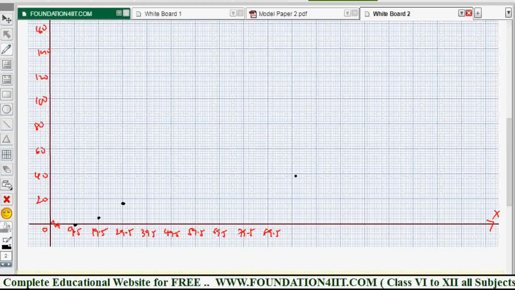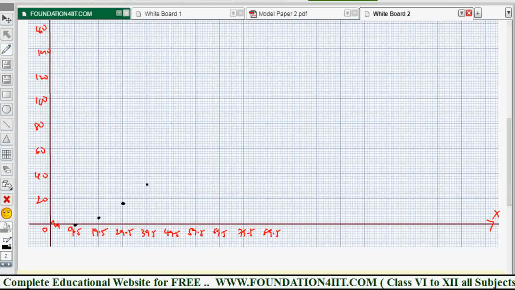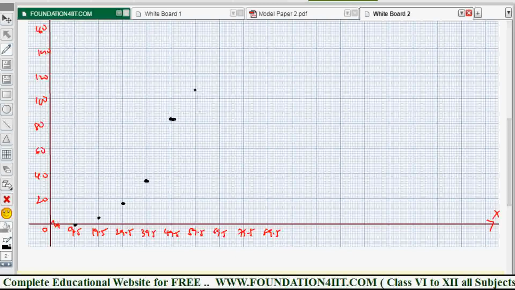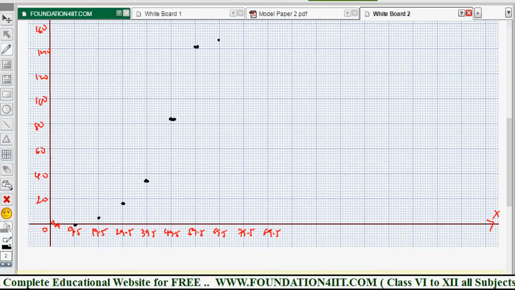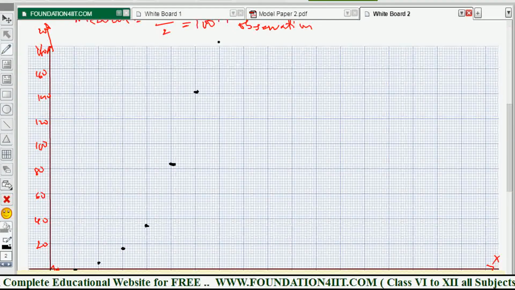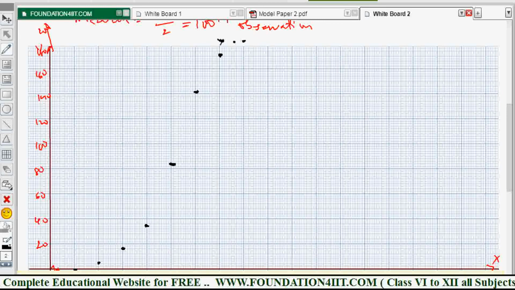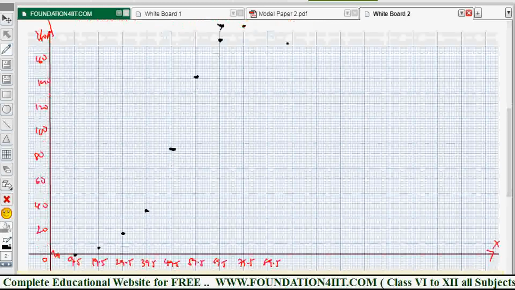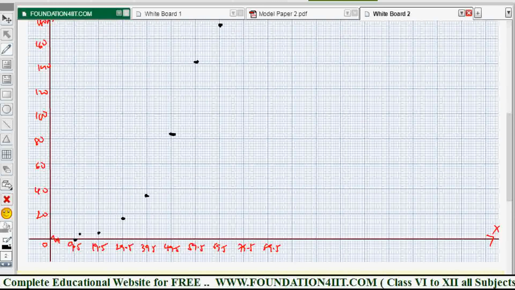Then when you take all this in order, 39.5 comma 38, and 84, and 141, and 178, and 193. And next is 200. So just join these points freehand.